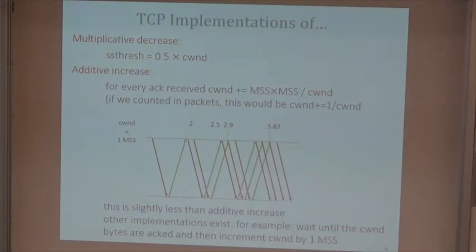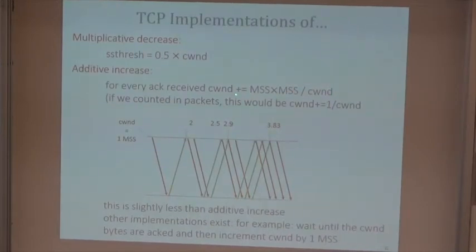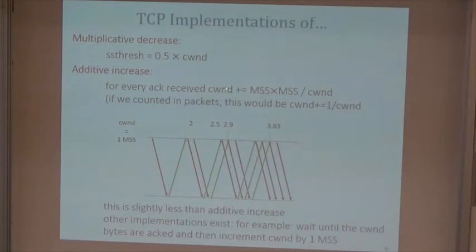If you count in packets and assume all packets are of the same size equal to MSS, this means that the congestion window counted in packets is increased by 1 over the congestion window. If you rescale everything, you need to divide everything by MSS, and that gives exactly this formula. Which means what? It means whenever I receive one ACK, I add 1 over the size of the congestion window.